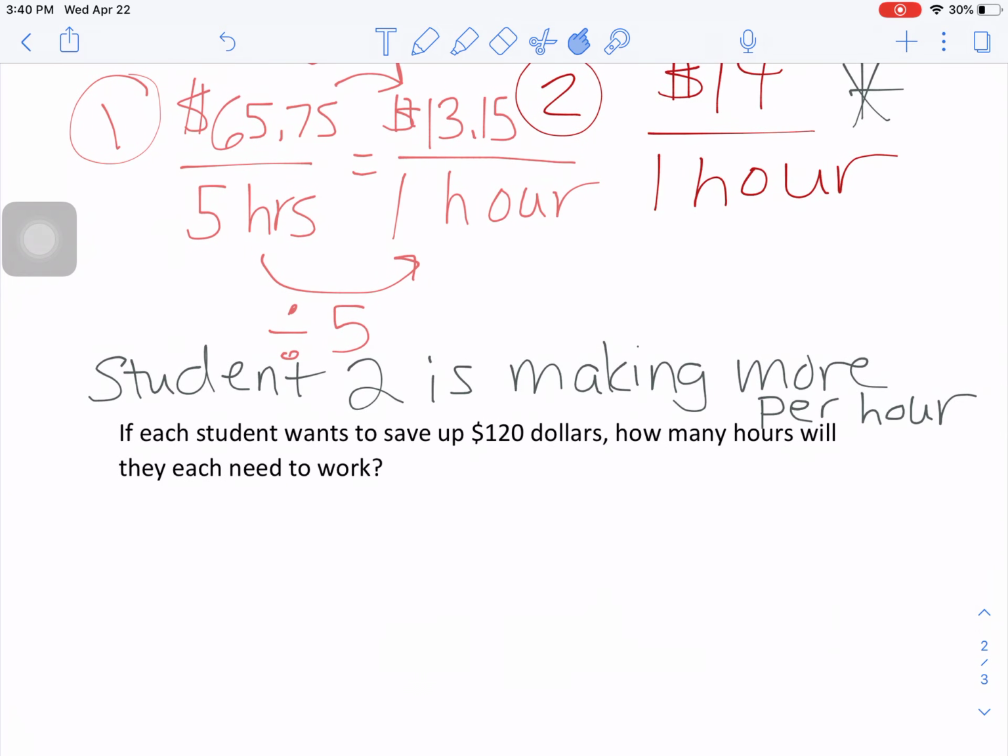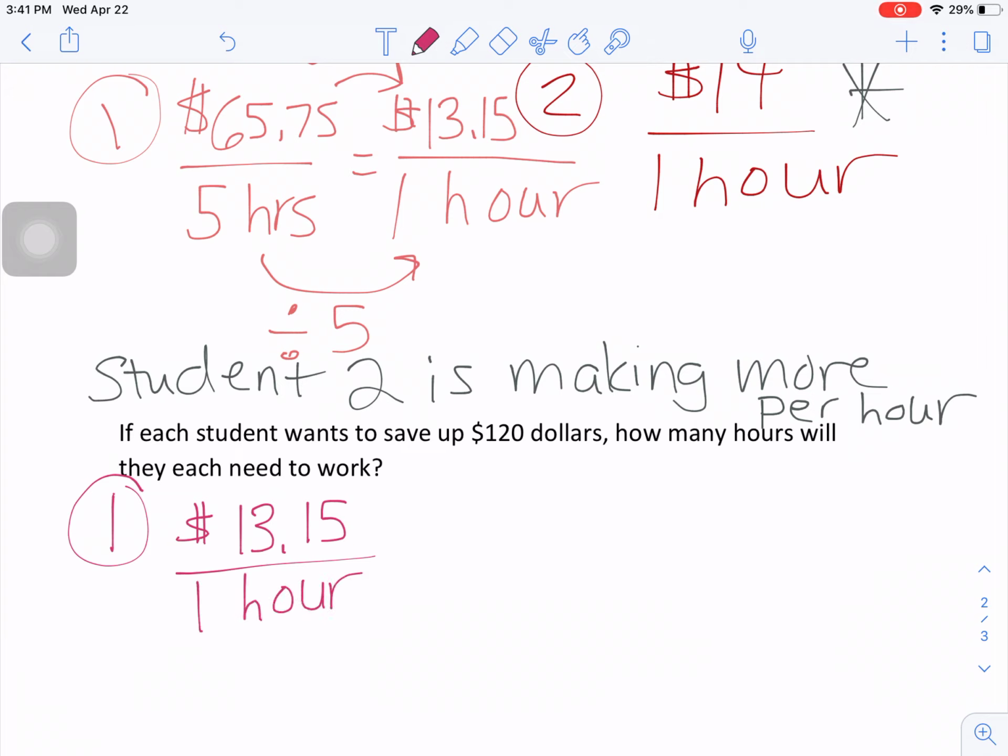The second part of this question asks us, how many hours will each student need to work to save up $120? We're going to set up a ratio to do this again. So student 1 is making $13.50 for 1 hour of work. And we want to know how many hours must they work to make at least $120.